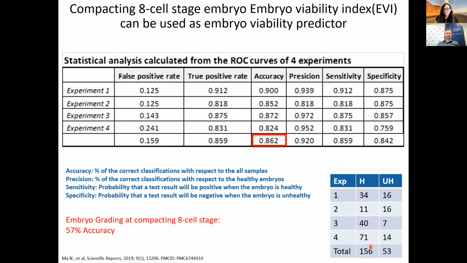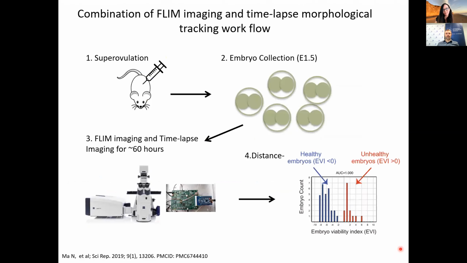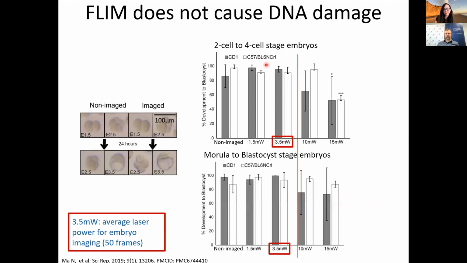So we were able to image many, many embryos. We had a total of 156 healthy from an unknown set, and 53 unhealthy from an unknown set from our mouse experiments. So now we can add the distance analysis to finalize and have an index for healthy and unhealthy embryos. And finally, we can show that FLIM does not cause any DNA damage to embryos.